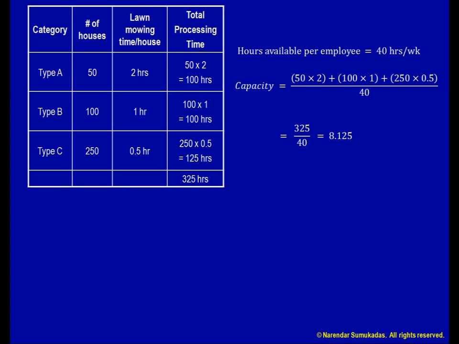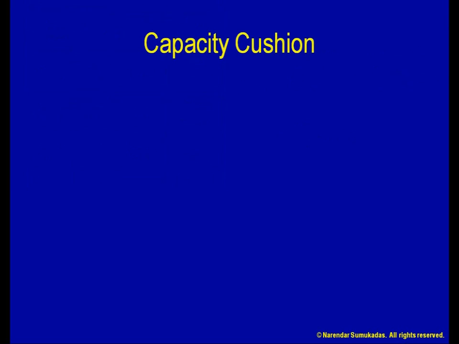As you can see, I need to plan some extra capacity to accommodate such events and uncertainties. I call that a capacity cushion. The greater the level of uncertainty in my process, the greater the capacity cushion I need to build into my operation.